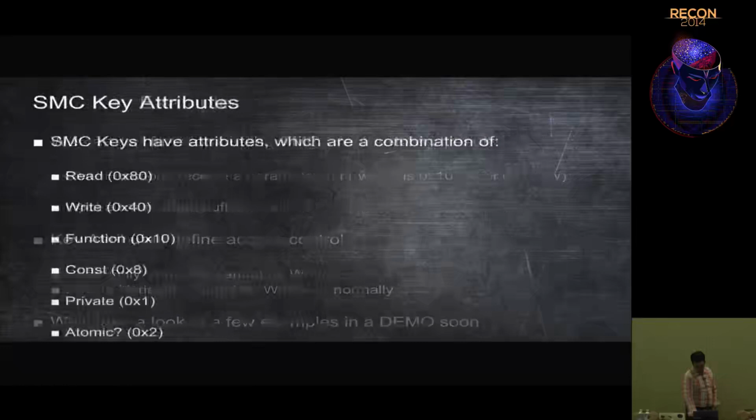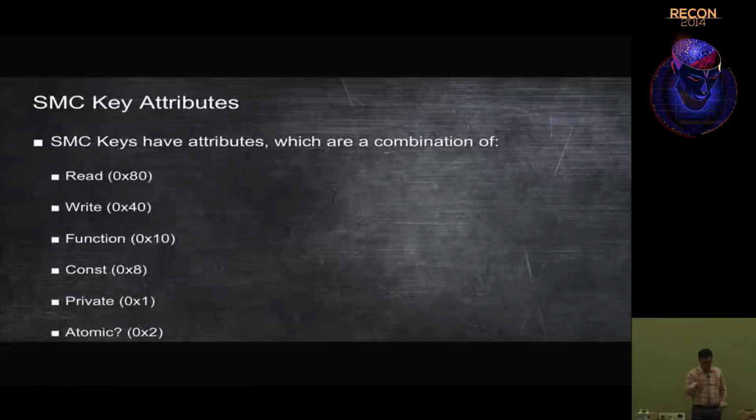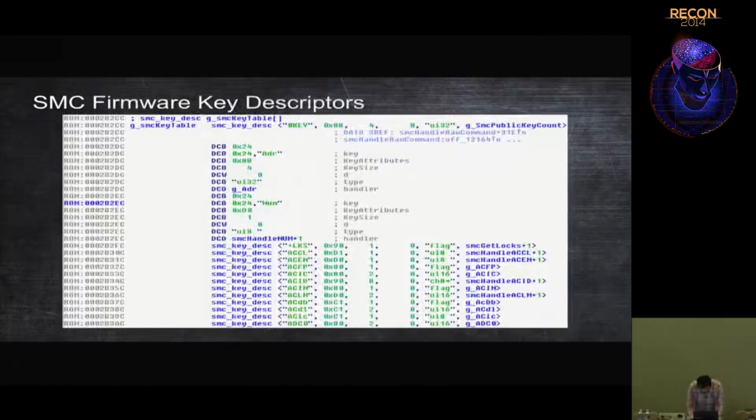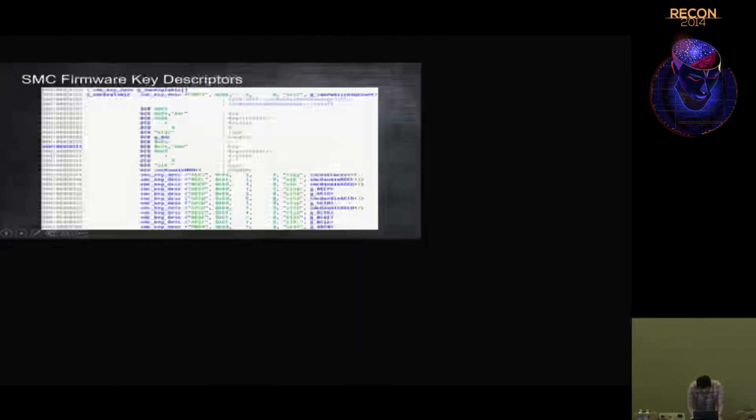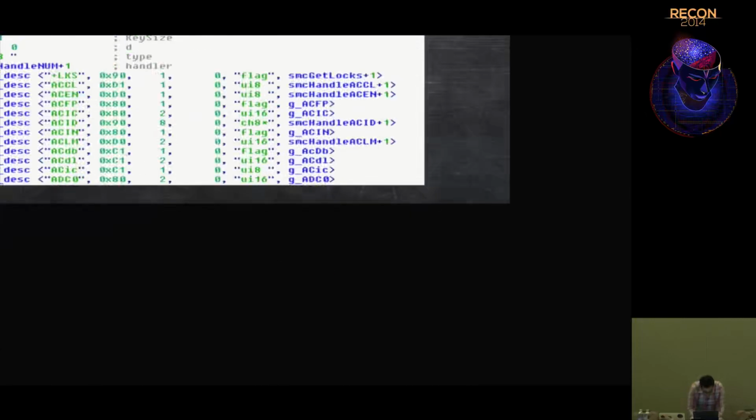Private is 1. So anything in the table that had 1 set, and I don't know if I have an example. Yep, there we go. So for example, these keys over here have value 1 set in them, which means they're private. And when I was trying to read and write from these keys, I wasn't able to do that.